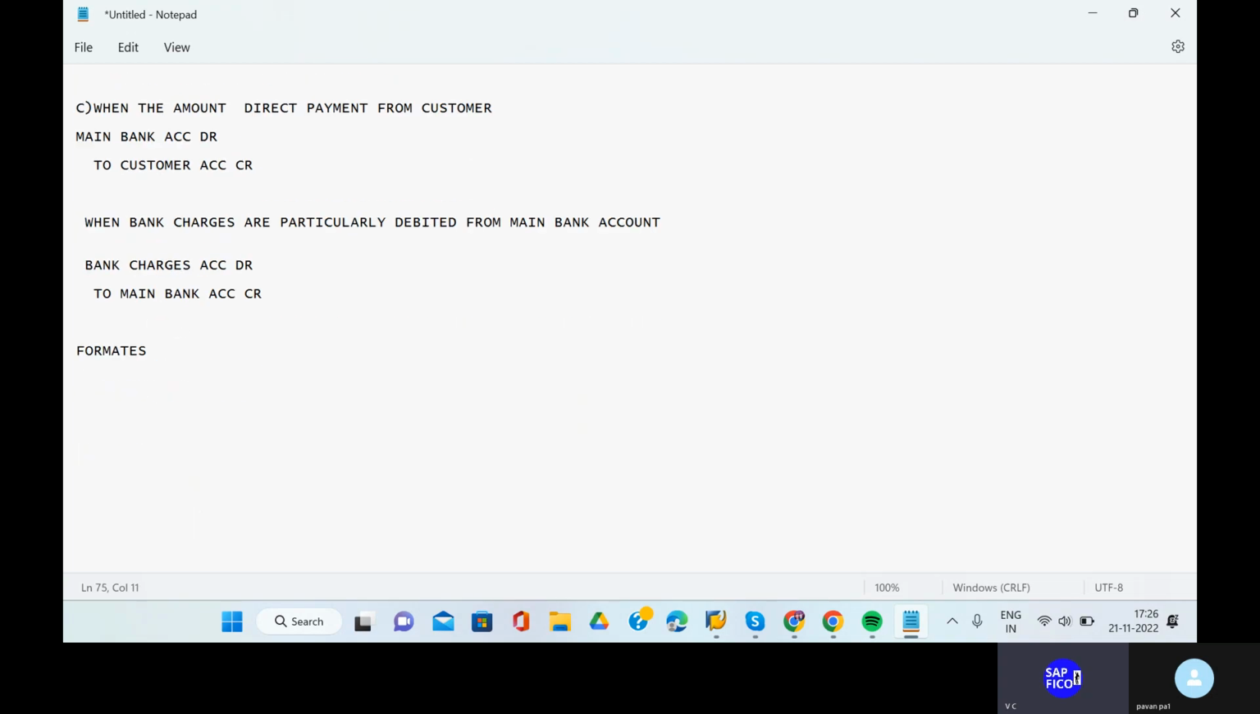So then next, when it comes to the formats, formats are like MT940 format, BAI1 format, BAI2 format. See, these things are mandatory when it comes to the clients. When it comes to my client, they will use the MT940 formats. Now we are going to discuss the MT940.